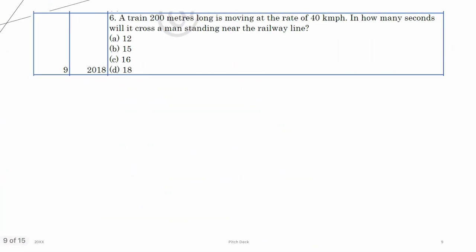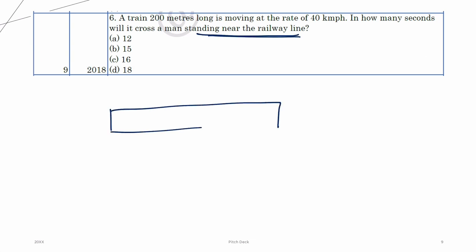Here what we have: a train of 200 meters long is moving at a speed of this much. In how many seconds will it cross a man standing near the railway line? First thing, this is a train going here and a man is standing here. When will we say that the train has crossed the man? When this is the engine, right?